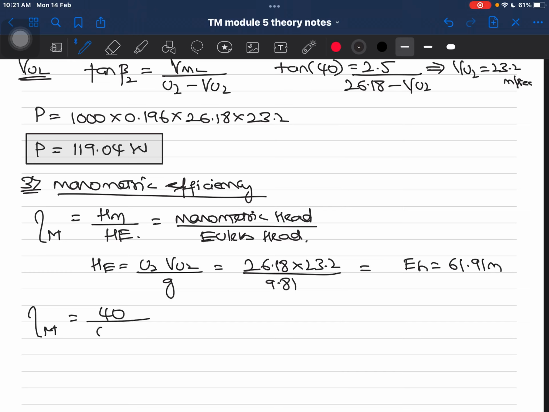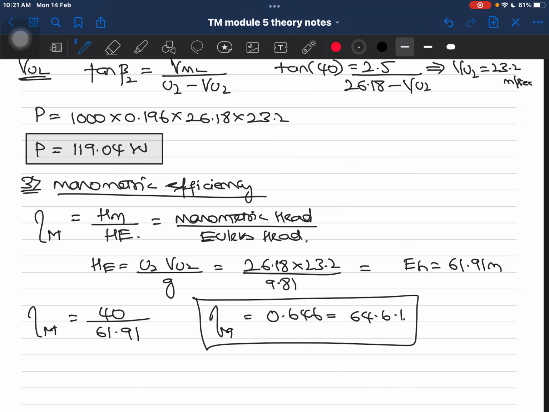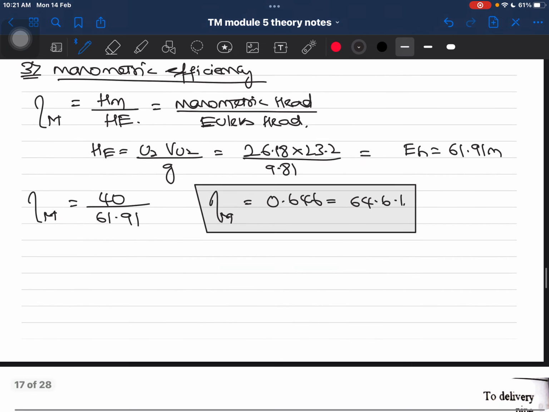Now you can calculate your manometric efficiency. Manometric head is given as 40. Euler's head you have calculated as 61.91. If you calculate this, your manometric efficiency would come around 0.646, which is nothing but 64.6%. So this is your manometric efficiency.